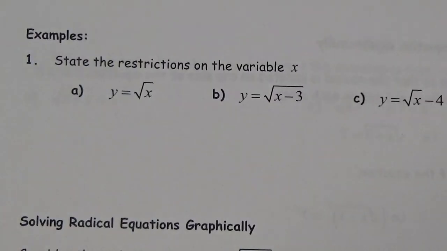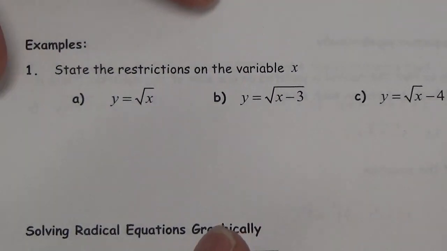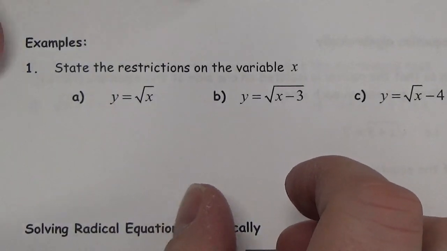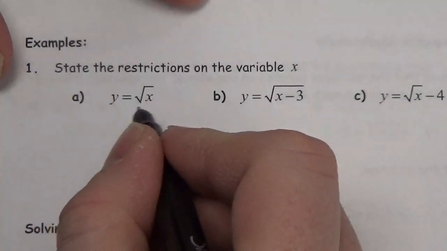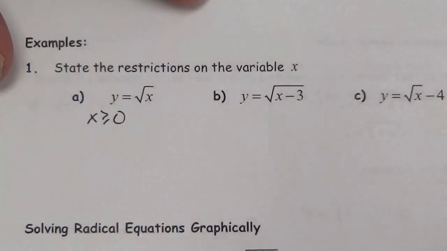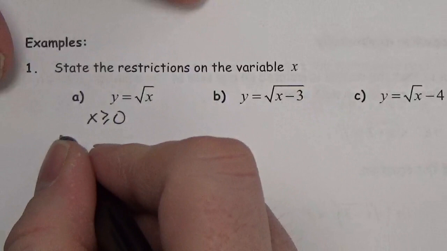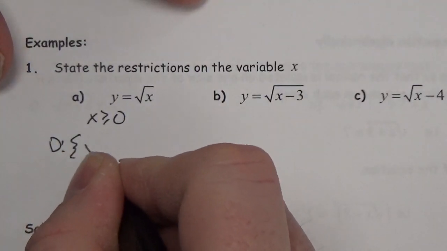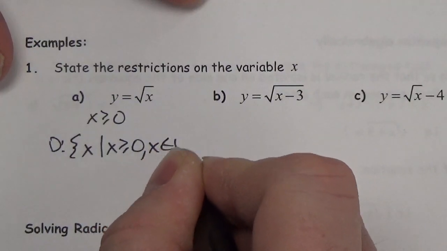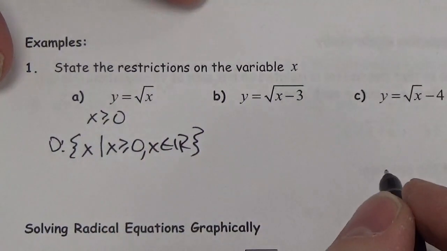Okay, so for each one of these questions, we're supposed to state the restrictions on the variable. So we're basically going to find the domain, where the variable works. So here, I simply need the radicand to be greater than or equal to 0, and then as soon as I do that, I'm actually done. So my domain here is going to be the set of x values such that x is greater than or equal to 0, where x is an element of the reals.